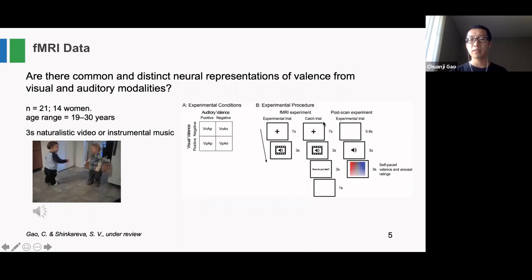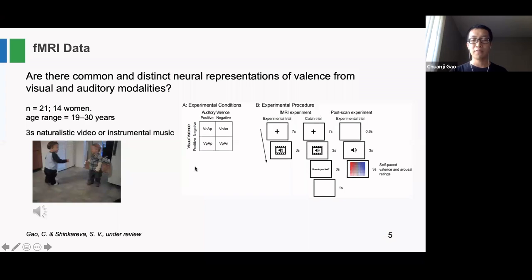And after the in-scanner task, we have the post-scanner experiment. It is a behavioral experiment where participants sit in front of a computer and view all the same stimuli that were presented in the fMRI experiment. The reason that we do the post-scanner experiment is to get the valence and arousal ratings, so we can validate our manipulation, as well as get the individualized valence and arousal ratings for each person. We can use these individualized ratings to derive the empirical valence model.